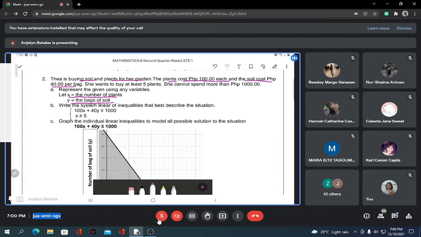So from this statement, class, we have 100x. 100 is the cost of one plant. Then x, we don't know the number of plants. So 100x is the price times the number of plants bought. For example, if you buy ten, you will spend 1,000. Then 40 is the cost per bag of soil, and y is the number of bags of soil.